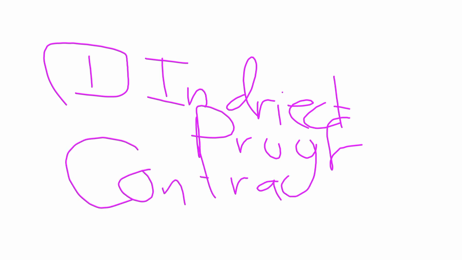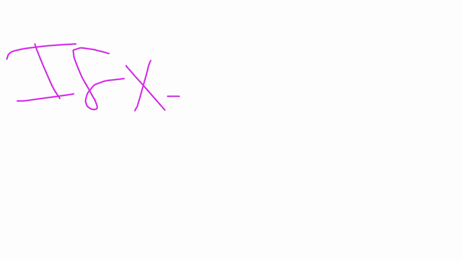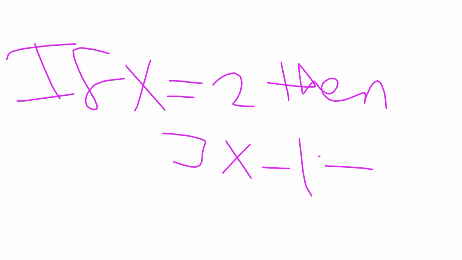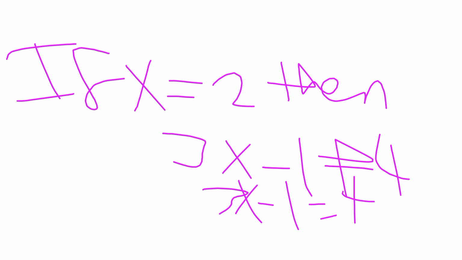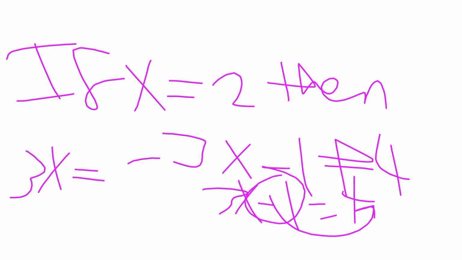For example, if x equals 2, then 3x minus 1 doesn't equal 4. So assume 3x minus 1 equals 4. Now I move the negative, so 3x equals 5, then x equals 5 over 3. Then this is a contradiction, because I am against the whole situation.